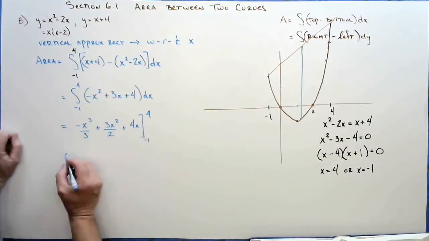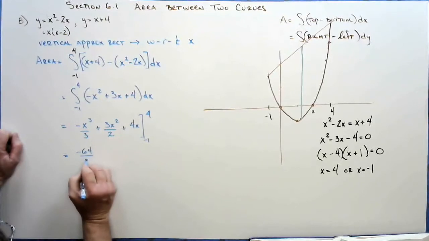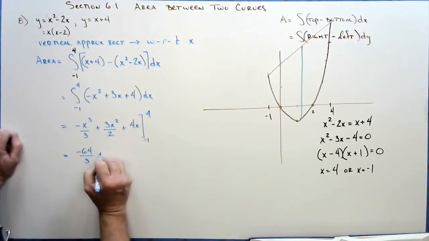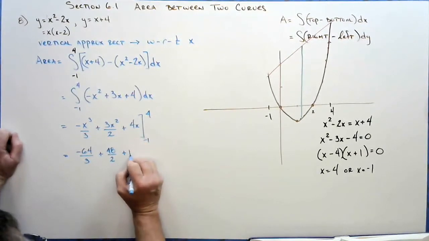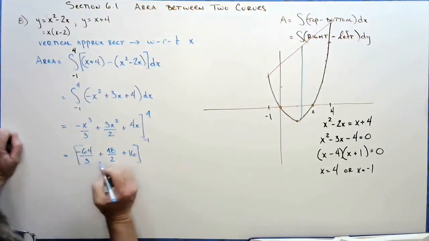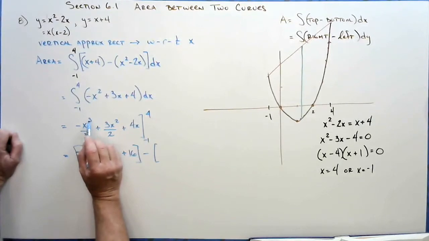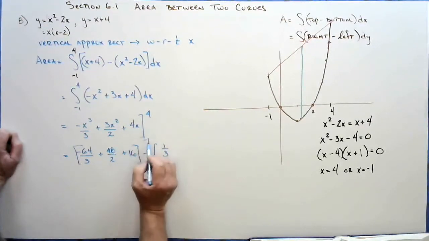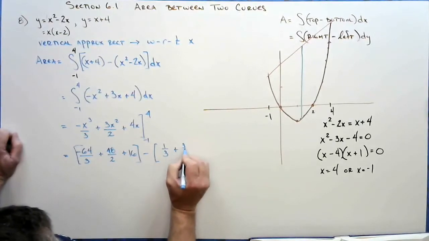We put our 4 in here. 4 cubed is 64, so that's minus 64 over 3. 4 squared is 16, 16 times 3 is 48, so that's going to be plus 48 over 2. And 4 times 4 is 16, so we'll put that there. Minus, now we plug in a -1. -1 cubed is -1, times our minus is 1, so we have 1/3 there. Here we're going to plug in -1 and square that. That's +1, so that's going to be plus 3/2 there.